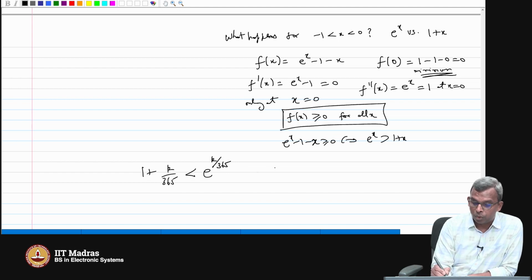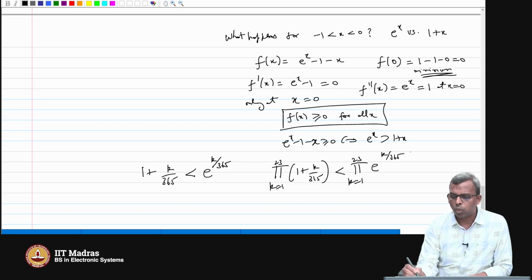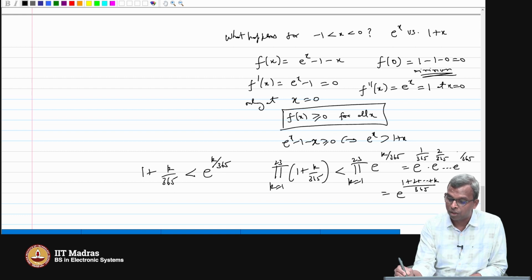So if you do a product of k equals 1 to 23, 1 plus k by 365, this is going to be less than product of k equals 1 to 23 e power k by 365. So notice what can happen here. When you do product, I am doing e power 1 by 365 times e power 2 by 365 dot dot dot e power k by 365, and that is the same as e power 1 plus 2 plus so on till 23 by 365.